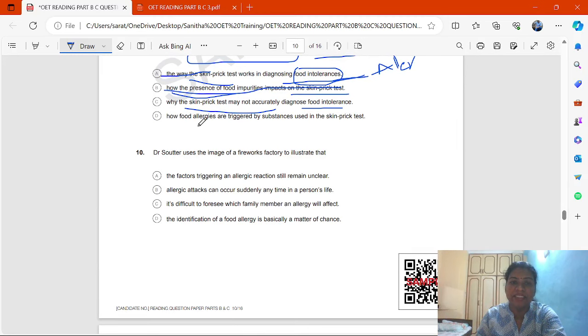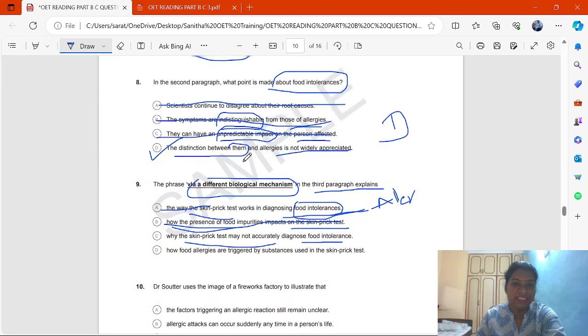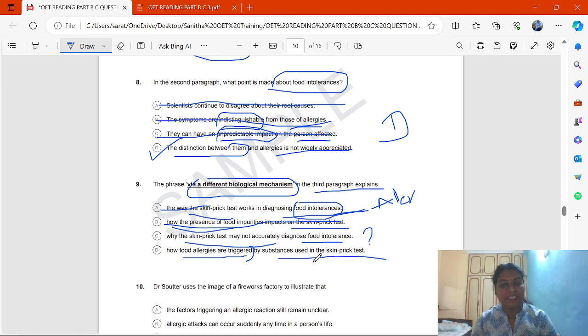But here it is saying, why the skin prick test may not accurately diagnose the food intolerance. Yes, it is matching with the point, so we can keep it as a query here. Next option: skin prick test is to diagnose the food allergies, not for food intolerance. How food allergies are triggered by substances used in the skin prick test?